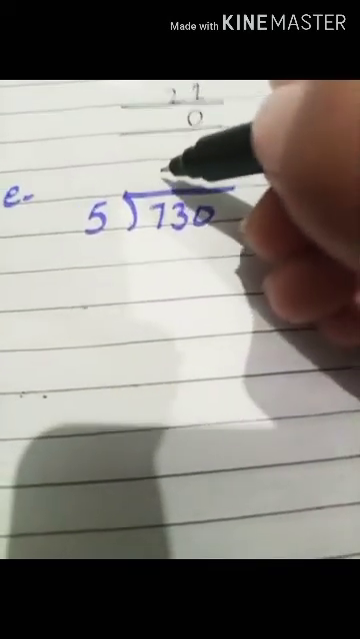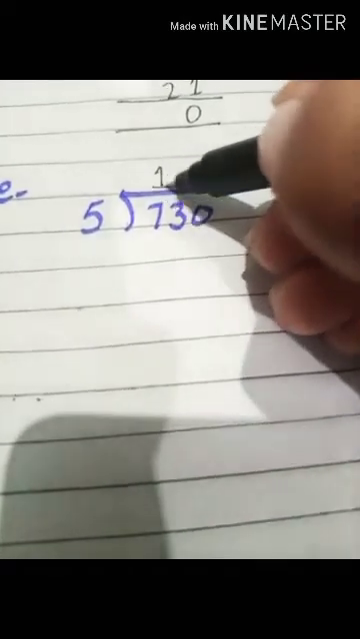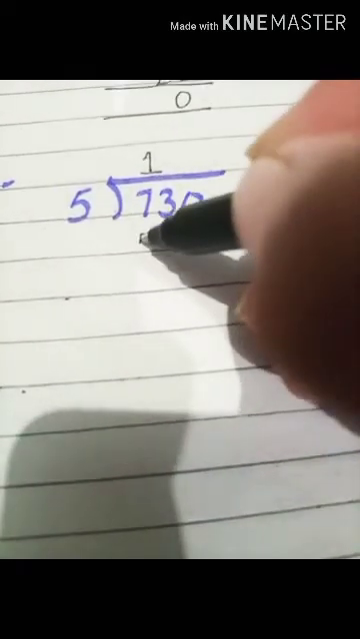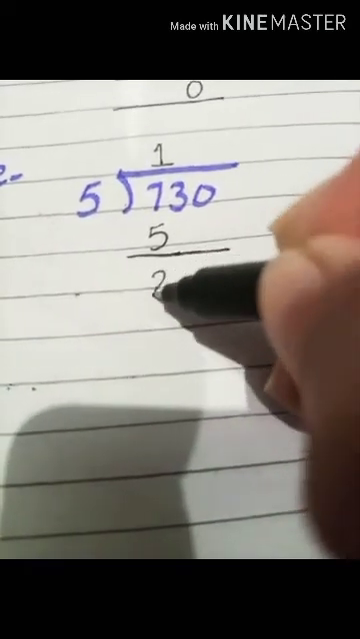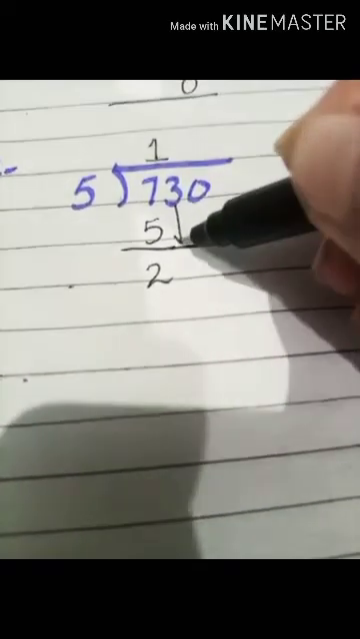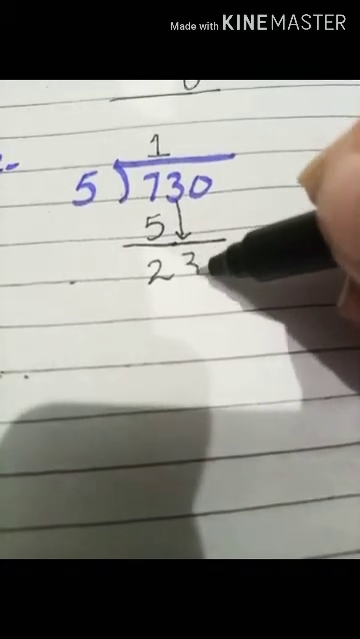Let's divide it, students. 5 ones are 5, because 7 is greater than my divisor. In the next step, that is subtraction, 7 minus 5 is 2. Now this 2 is smaller than my divisor. In the next step, I am taking this 3 down to divide it further.